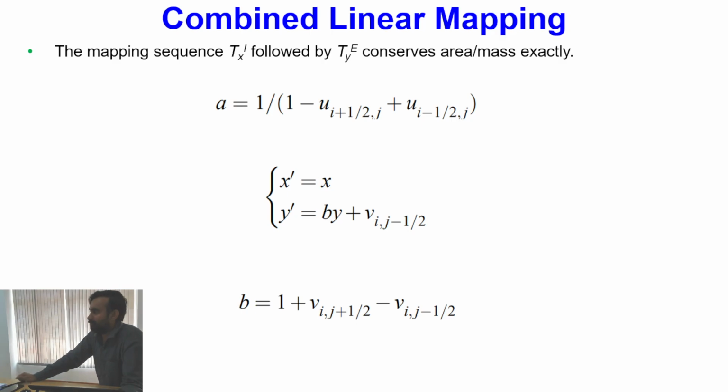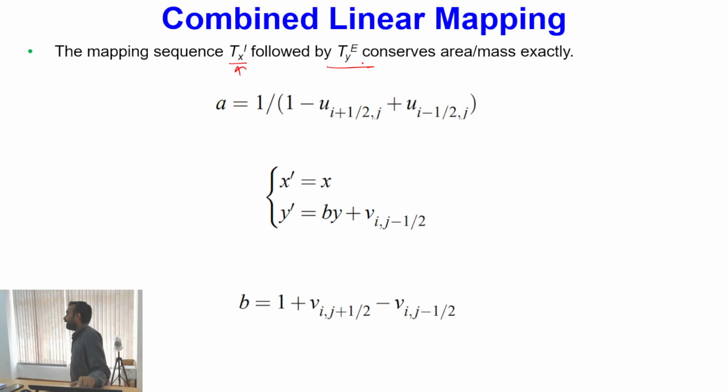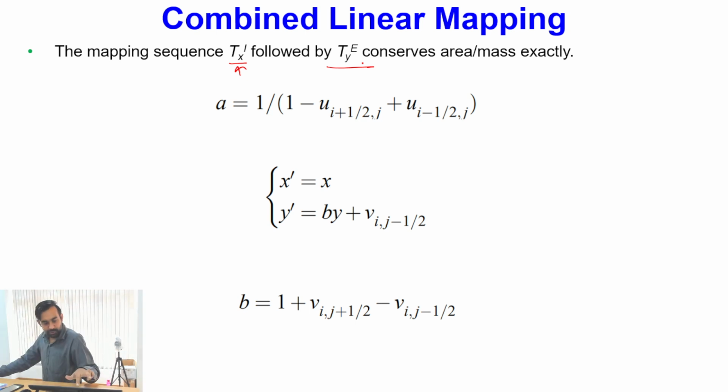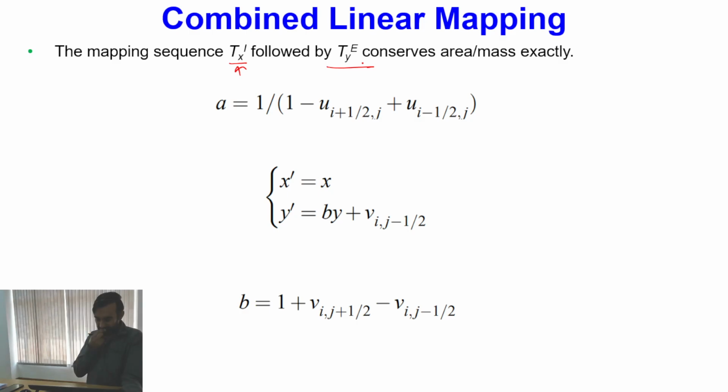In case of combined linear mapping, what is done? The mapping sequence is: first we apply the implicit transformation along the x direction, then we apply the explicit transformation along the y direction. If we choose this combination, ultimately we find that our area and mass are actually conserved. How this happens, let's try to understand.